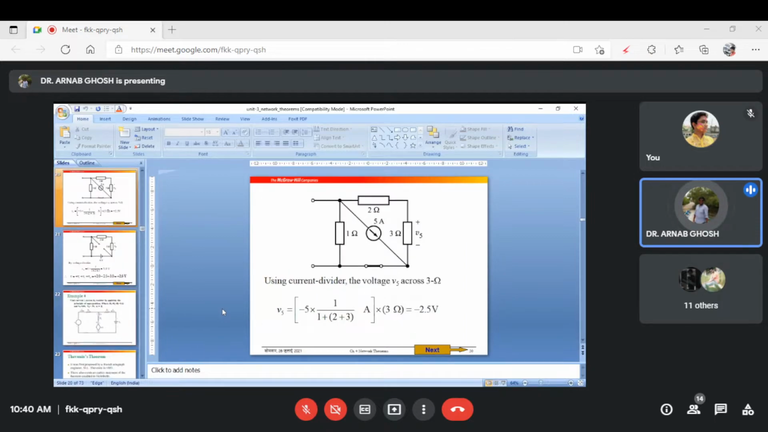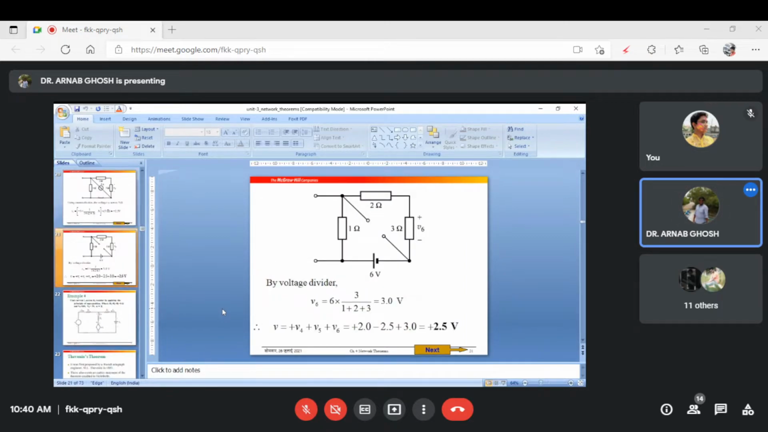Considering 6 volt, this is 2.5 volt. Just check this. Yes, 3 volt. Right, 3 volt. Yes, sir. You just sum up the three resistances, divide, and calculate the voltage by potential divider. Okay, and you are left with the middle part.